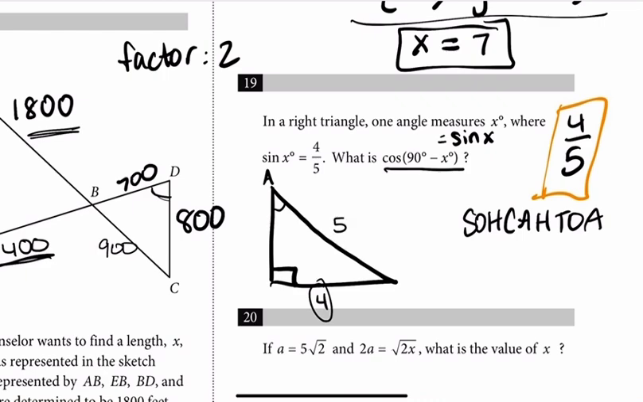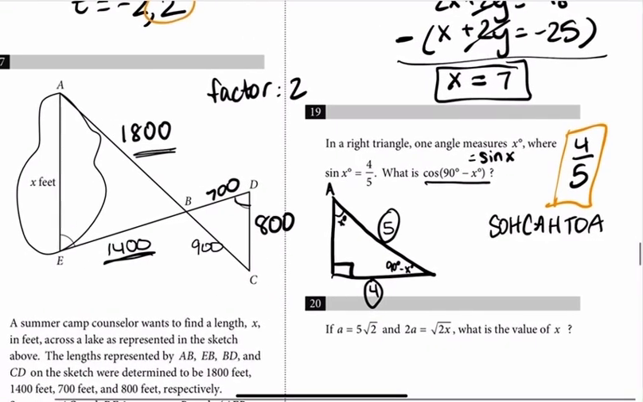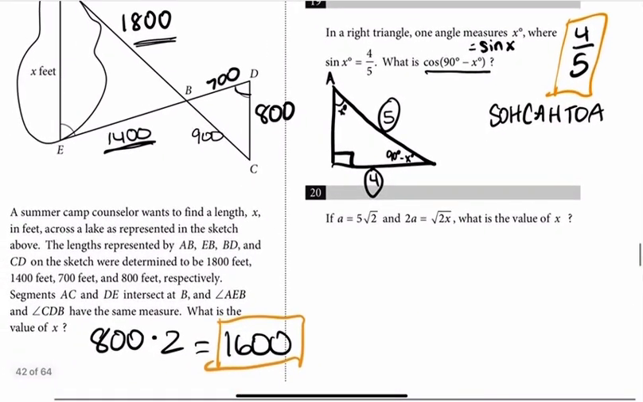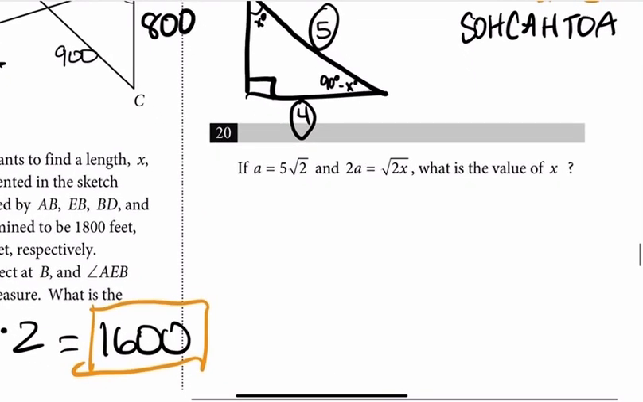Then if they're asking you for cosine of 90 degrees minus x, right here is going to be 90 degrees minus that x degrees. And cosine of this is going to be adjacent over hypotenuse, and this is now the adjacent, over the hypotenuse, which is, again, 4 over 5. So that's just an identity that you might want to remember. But there's very limited pre-calculus on the SAT usually for math.